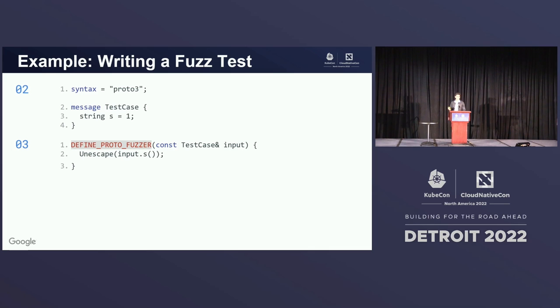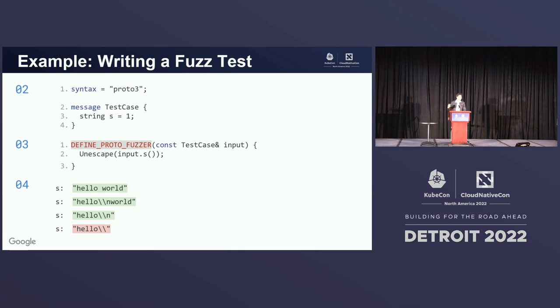Next, we write our fuzzer. For this library, it's very simple, three lines of code. We use the standard libprotobufmutator macro to define a callback function. This callback ingests a generated input and passes it down to the library under test, the unescape function. Now, when the fuzzer runs, it generates random strings, one string per iteration.